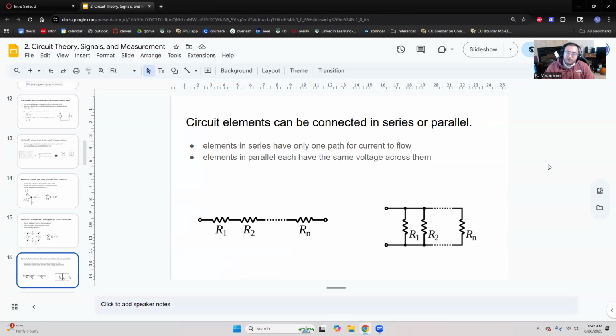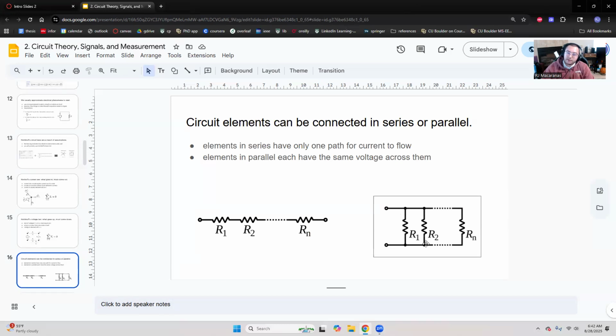All right, so moving on, circuit elements can be connected in series or parallel. Here on the left, I've got an example of a network of resistors connected in series. All right, and so there's only one path for current to flow. I walk into R1, I come out, and I can only go through R2. I can only go through all of these N resistors.